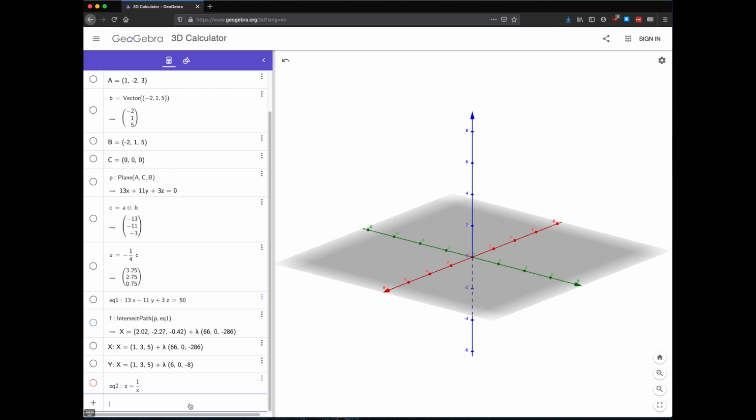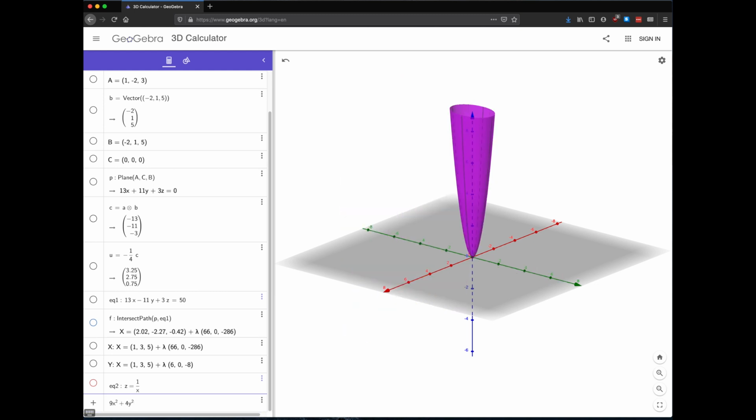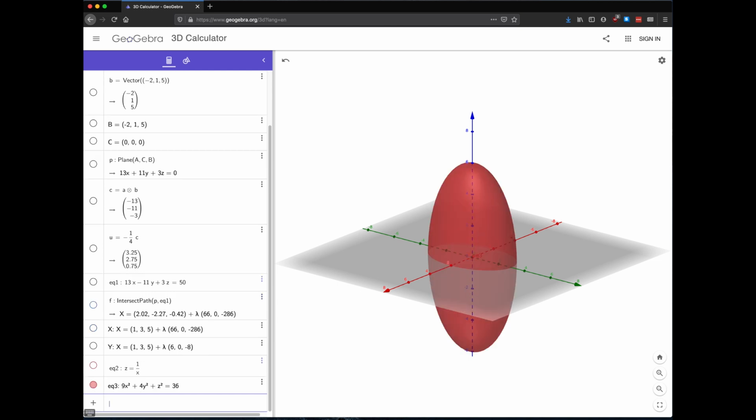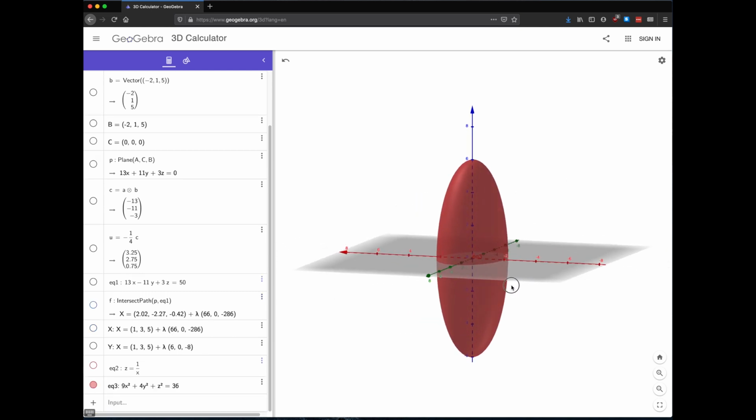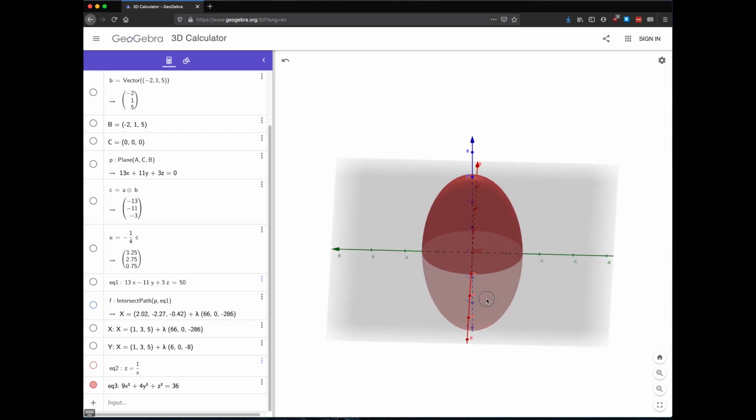If I have 9x squared plus 4y squared, GeoGebra is already graphing a paraboloid because it thinks that z equals this. We'll talk about that in chapter 14. Plus z squared equals 36. There's our egg shape. There's what I was trying to draw. It's hollow, and GeoGebra is trying to do a good job of rendering that.